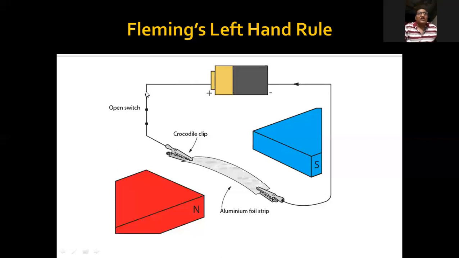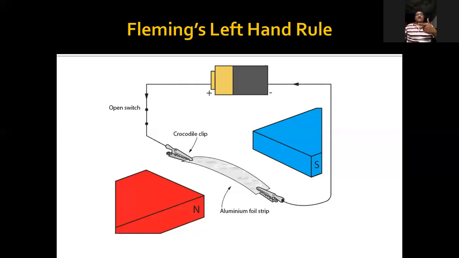And if this switch is closed, the current will flow in this direction. And from here, it will go back to the negative terminal. So we know the direction of the current. So we can apply the left-hand rule and we can find what will be the direction of the force in this aluminum foil. So stretch your left-hand fingers: thumb, forefinger, and the second finger. F, M, C. So the magnetic field is going in that direction.